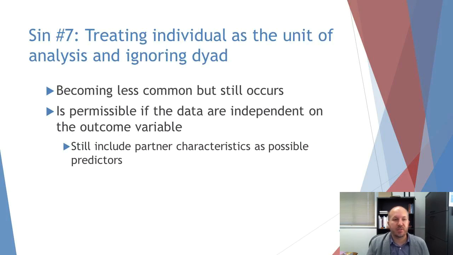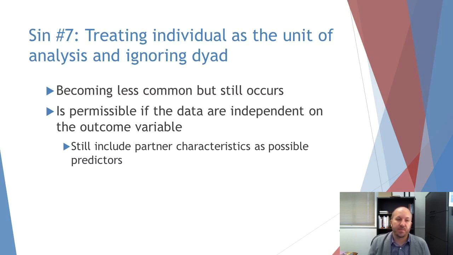The last sin, number seven, is treating the individual as the unit of analysis and ignoring the dyad. And this has a lot to do with what I talked about with non-independence in the sample, that half of our sample is dependent on the other half, and so therefore the dyad should really be used as the unit of analysis rather than the individual. If you can show that each member of the dyad is truly independent on the outcome variable, then you can evaluate the individual as the unit of analysis. But that tends to be extremely rare in social science research because dyads tend to be very dependent and interdependent upon each other.